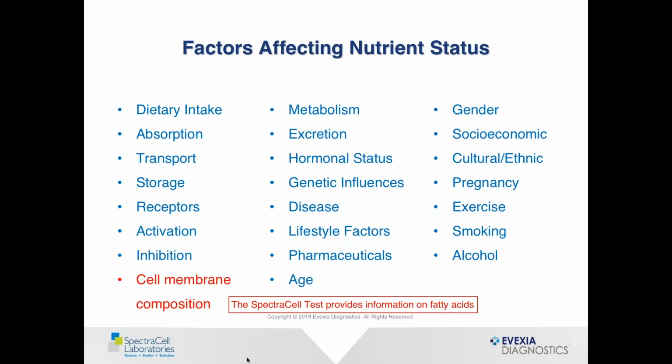So this slide shows you factors affecting nutrient status. And you can see dietary intake. There could be absorption problems, gastrointestinal problems, problems with transport, liver problems. All of these things listed are disease. There's lifestyle factors. Pharmaceuticals can interfere, and I'll show you a slide on drug-induced nutrient depletion that you need to account for. The one I have highlighted in red is the cell membrane composition.